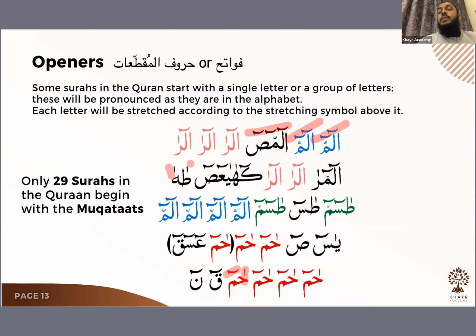So we don't say alama, we say alif lam mim. After we stretch, we catch the mim. Look at this. Kaf is 4, ha and ya is 1 1, ain and swad is 4 4. So kaf ha ya ain swad.